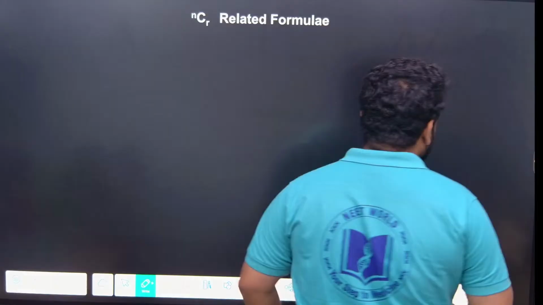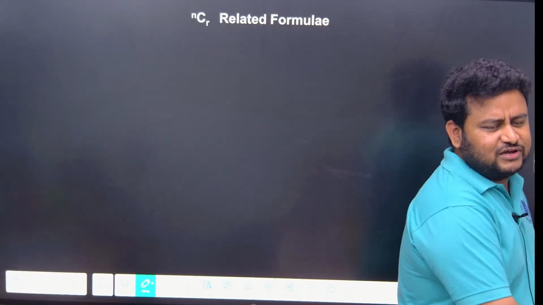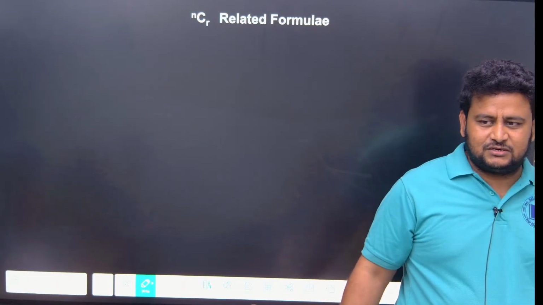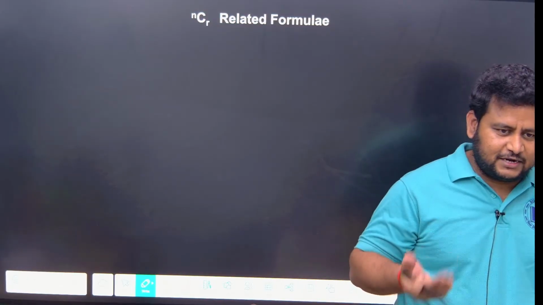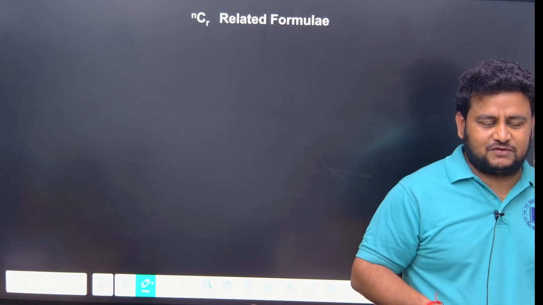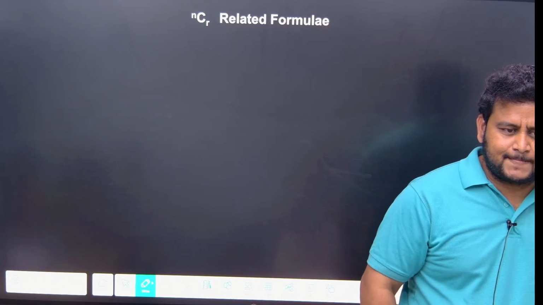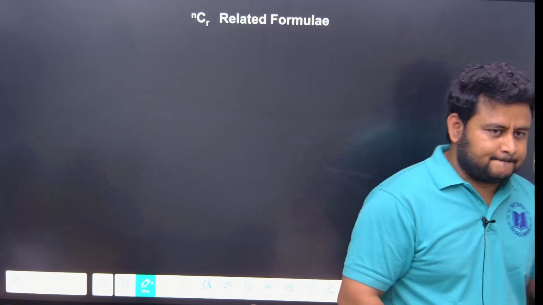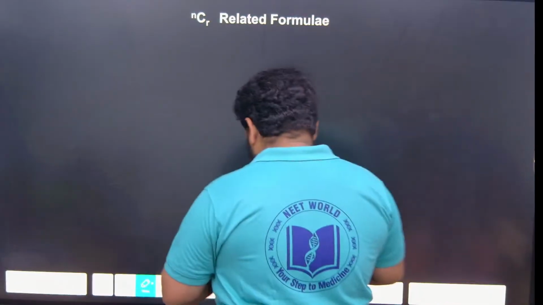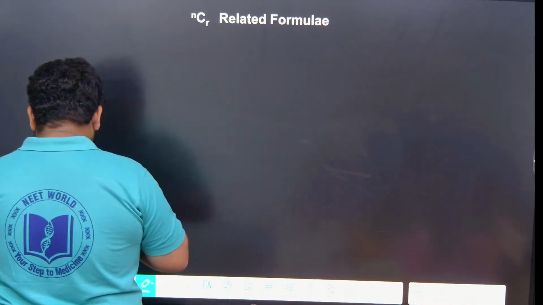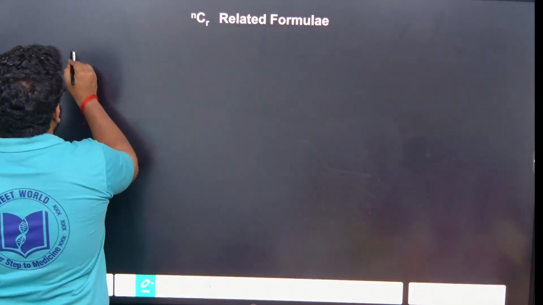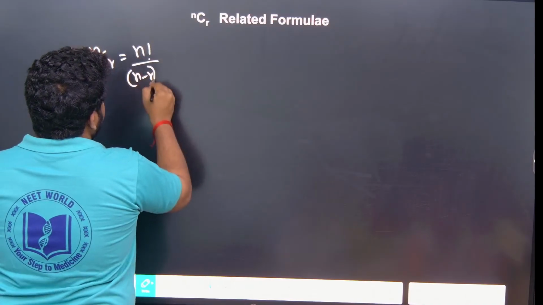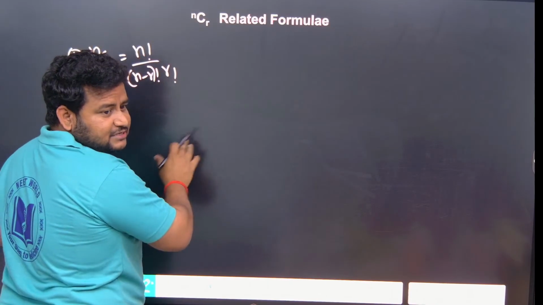So let us learn certain very important formulas related to nCr. Those who attended previous classes already know, we have already done permutation, combination, and probability also. In probability, I told you how useful combination formulas are. Permutation means arrangement, combination means selection. So let us write down the very important nCr formulas. First is the basic formula. nCr can be written as n factorial by (n minus r) factorial into r factorial. See, I am writing these formulas.